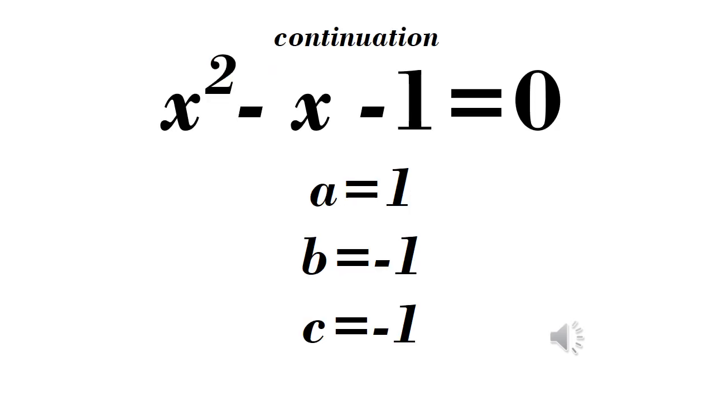Now, using the quadratic formula method, we have to find the values of a, b and c. a is the coefficient of x squared, and that's 1. b is the coefficient of x, and that's minus 1. And c is the constant, and that's minus 1 as well, the last digit there.